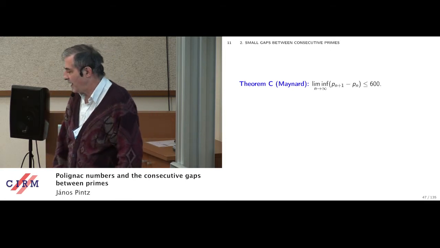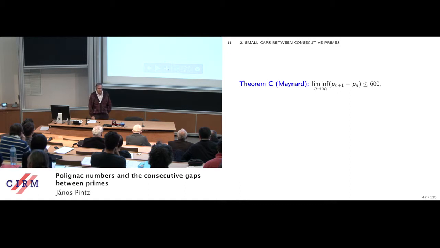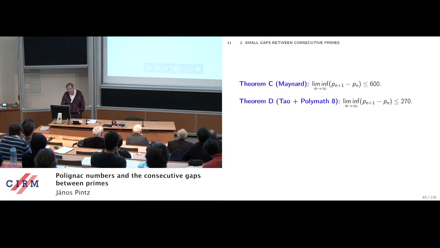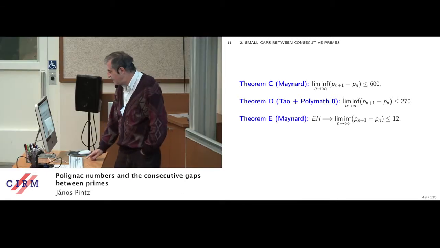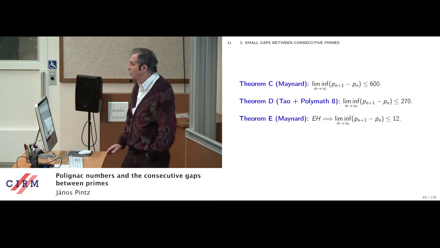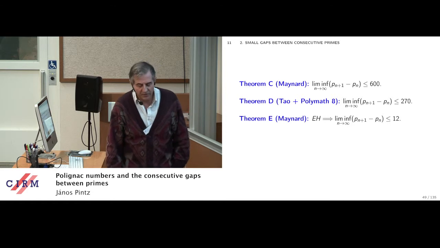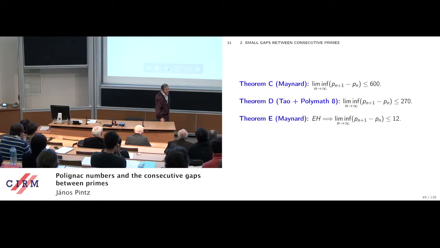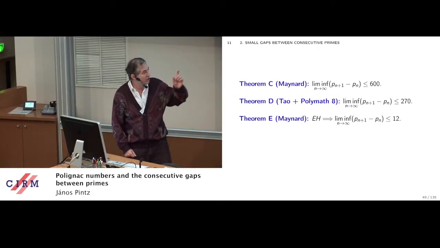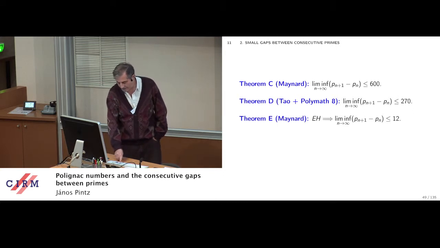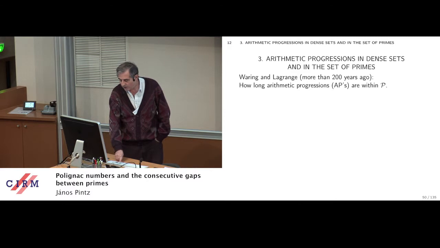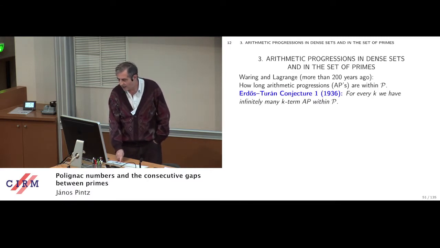And the next result of Maynard was that consecutive primes differ by at most 600 instead of the 4,700 of the Polymath project, and then this was improved with several other ideas by Tao and the Polymath project to 270, and using the Elliott-Halberstam conjecture, maybe I mentioned quite quickly and did not emphasize that our method would give 16 as the bound for consecutive primes infinitely often, supposing the Elliott-Halberstam conjecture, and he could improve this bound to 12 under the same assertion. Now, another topic is the arithmetic progression in dense sets and in the set of primes.